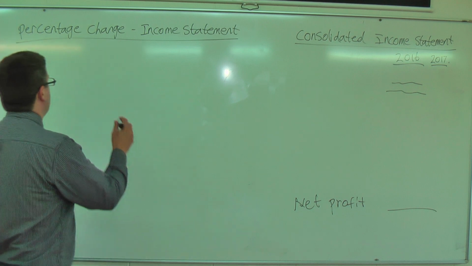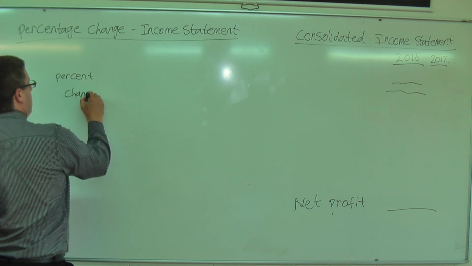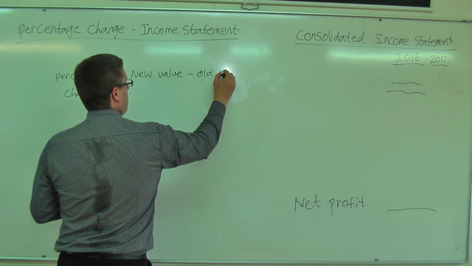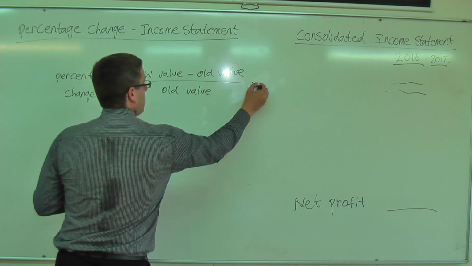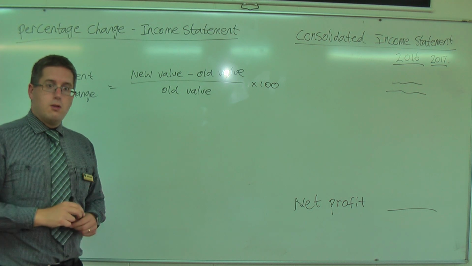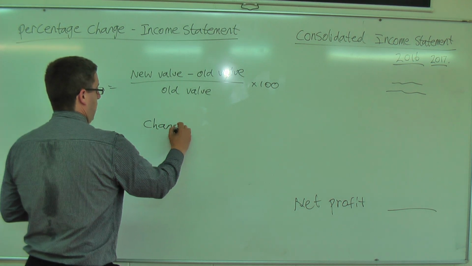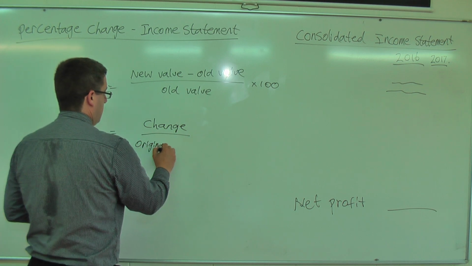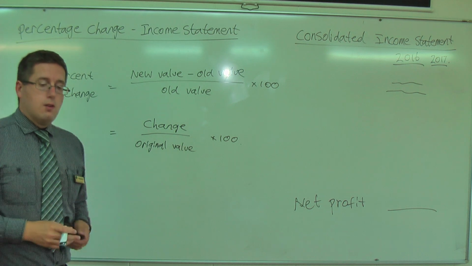Now there's a formula on here. The percent change is equal to the new value minus the old value, divided by the old value, times 100. Another way of putting it is the amount of change that happens over the original value, times 100.